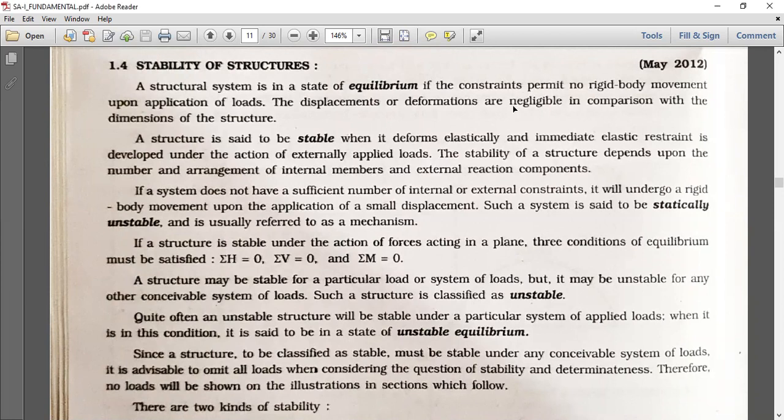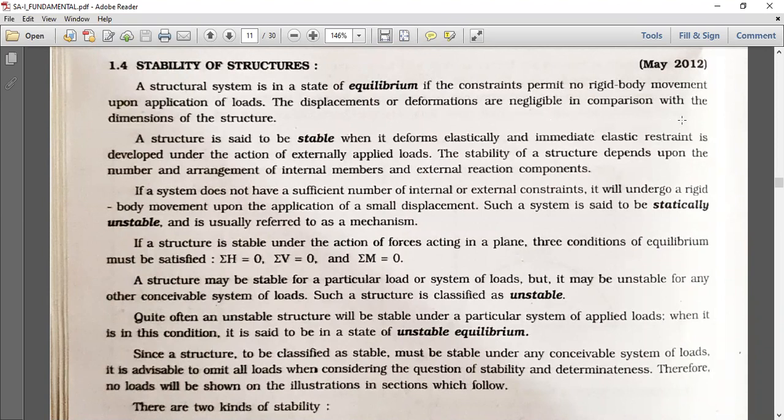Static stability of structure. A structure system is in a state of equilibrium if constraints permit no rigid body movement upon application of load. The displacement or deformation are negligible in comparison with the dimension of the structure.